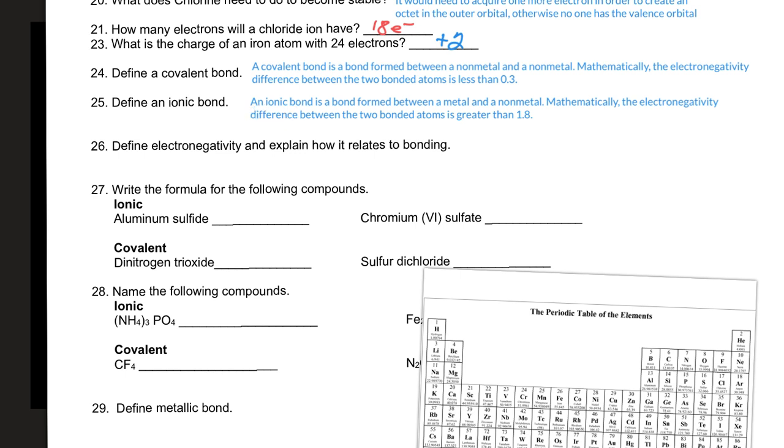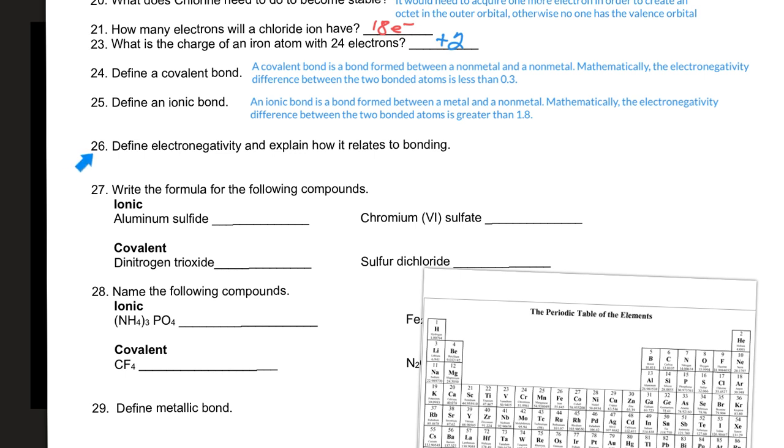An ionic bond is a bond formed between a metal and a nonmetal. And mathematically, if we're looking at it from the electronegativity difference, the electronegativity difference between the 2 bonded atoms is going to be greater than 1.8. The easier way to find it is just make sure that you understand that if a metal binds with a nonmetal, that's typically going to be ionic. But you may need to do the calculation if the atoms are closer together on the periodic table.